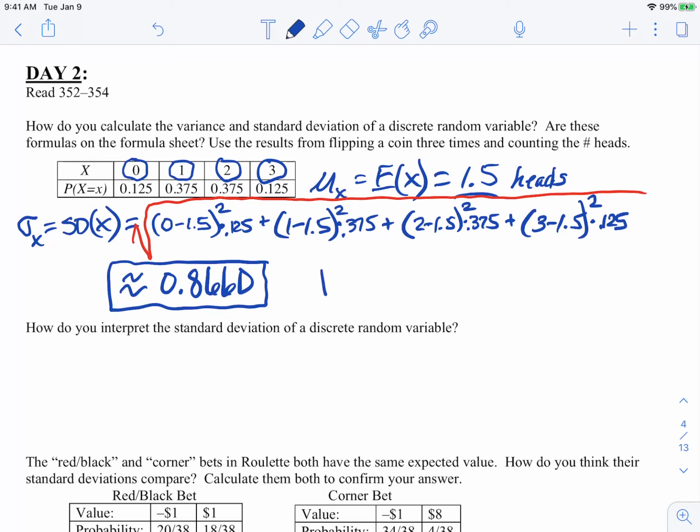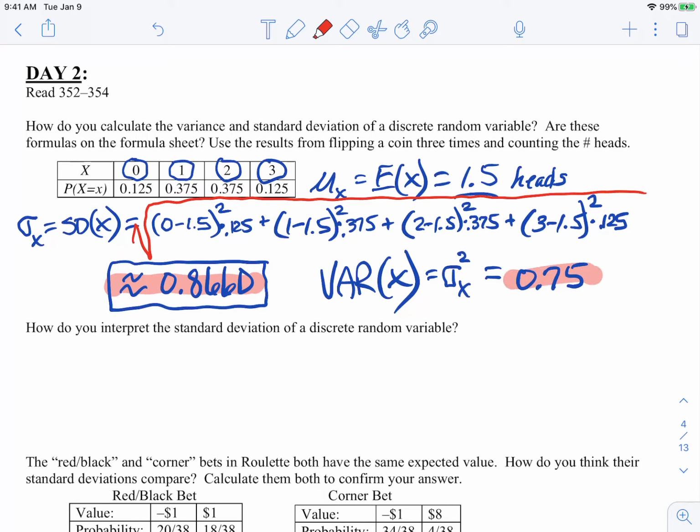And then the variance for this random variable, which the variance symbol is sigma squared. So sigma squared of x, or the variance of x, is going to be 0.8660 squared, which is 0.75. So probably what we'll do in the future is find the standard deviation first from a graphing calculator. We won't really do all this work. And then we'll square that to get the variance, if we have to get the variance.